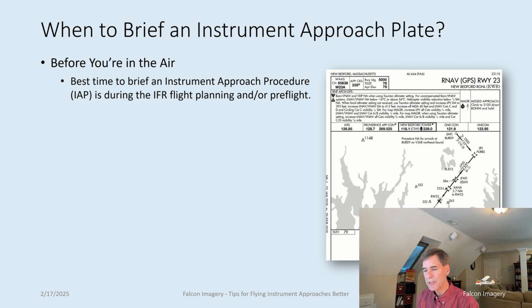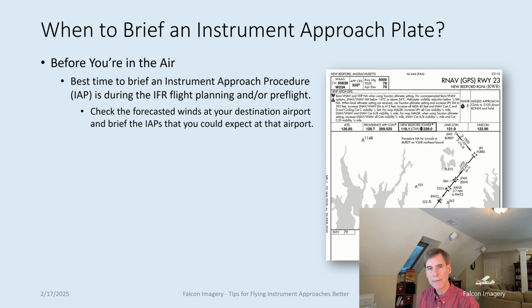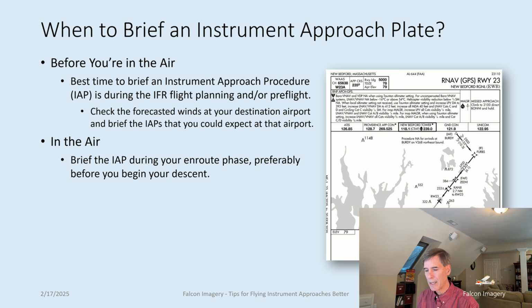The best time to brief an instrument approach procedure is during the IFR flight planning stage, back at your departure airport, and/or during the preflight. Check the forecasted winds at your destination airport and brief the instrument approach procedures that you could anticipate to get at that destination airport. Once you're in the air and en route, and you're anticipating based on the current winds at the destination airport, again, pull open those approach plates and brief them before you begin your descent into your terminal area.